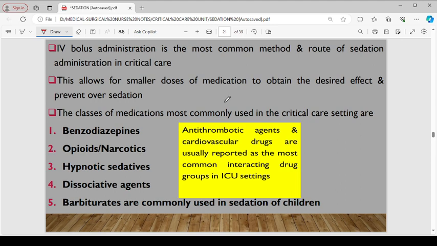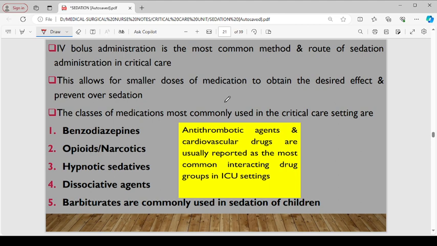So in most cases, these sedatives are normally given IV. So we have IV bolus administration, which is the most common method and route of sedation administration in critical care. This normally allows for a smaller dosage of drugs to obtain the desired effect and prevent over-sedation.